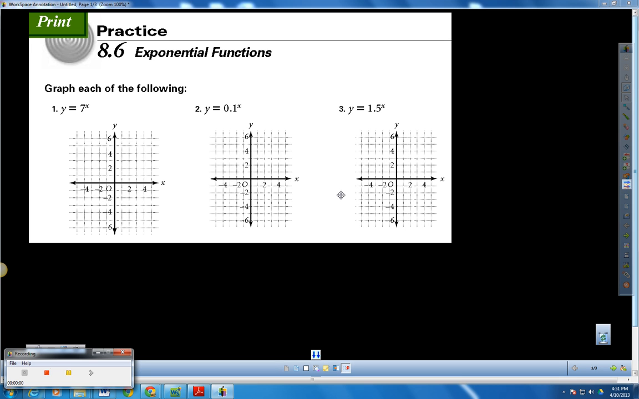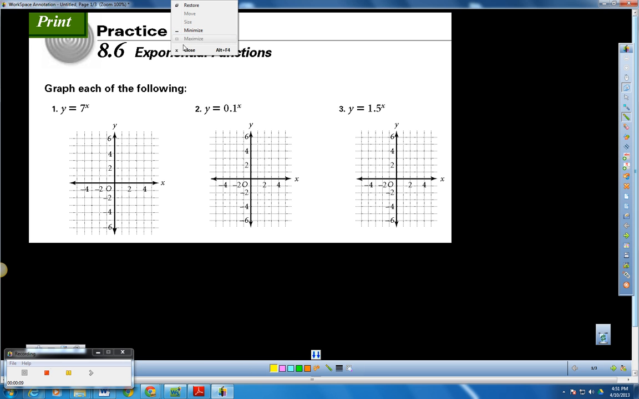Claxton's Algebra 1 CP class. I am coming at you today to explain how to graph exponential functions.